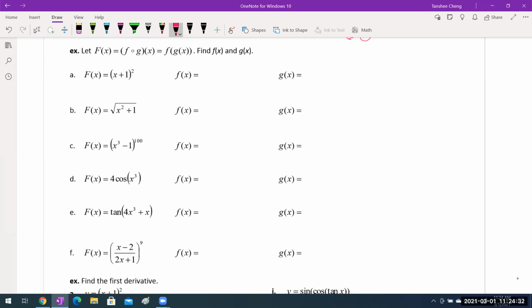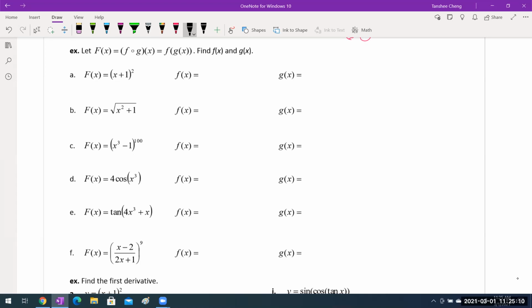If given the uppercase F function, and that function is defined as f composed g of x, which is a composition function, we want to decompose it and find out what my f function and g function are going to be. I would say pause for a second and try to work on this, and see which one you think is the f function and which one is the g function. And then let's check with the answer.